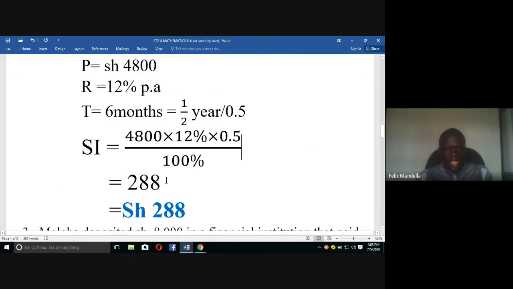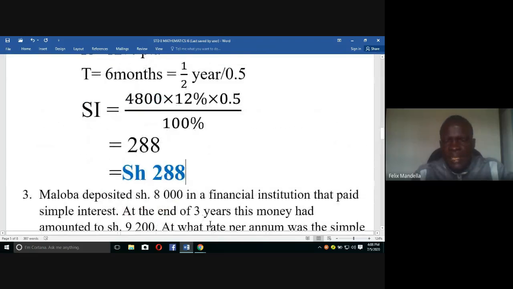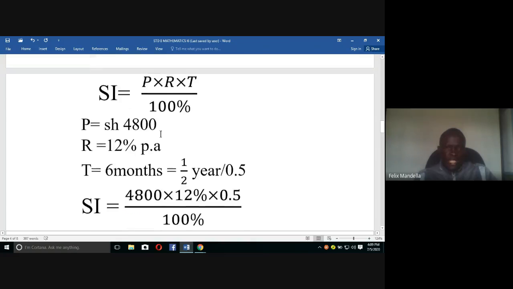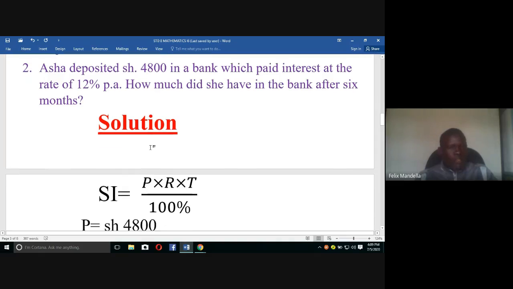288 we have found here is just the interest. So we are going to add the interest plus the amount Asha had deposited, which was 4,800. This is just the interest, but the question wants the amount in the bank, not the interest in the bank. The whole, how much did she have in the bank? So meaning it is the money she had taken to the bank plus the money she had deposited had earned as interest.